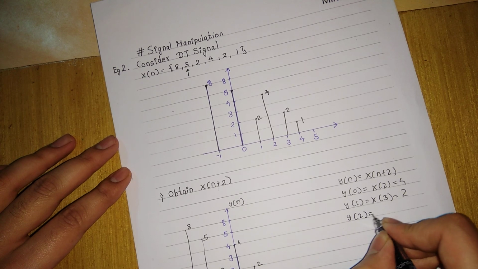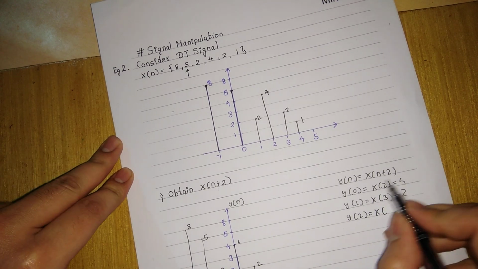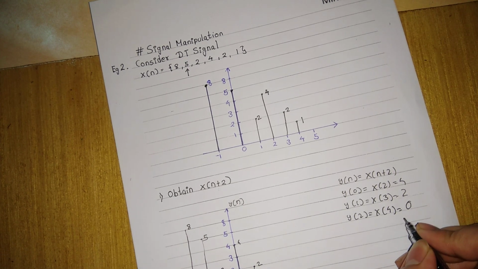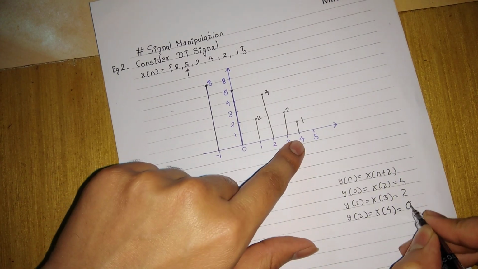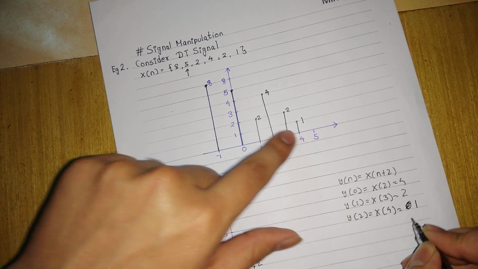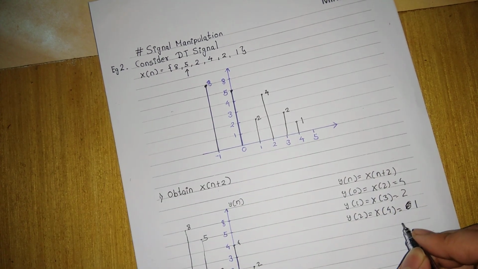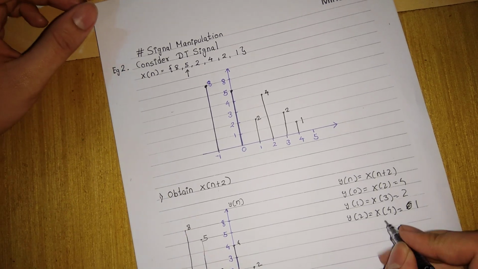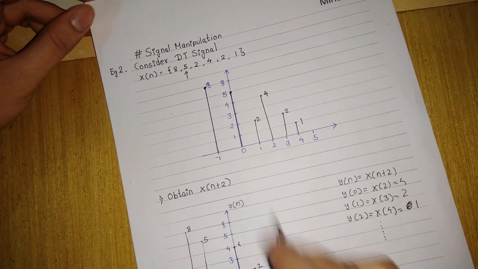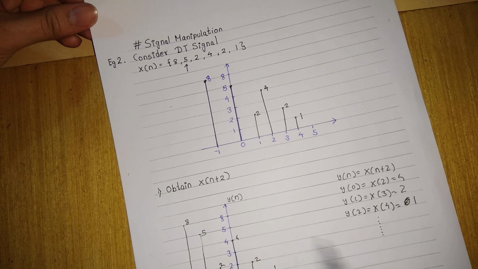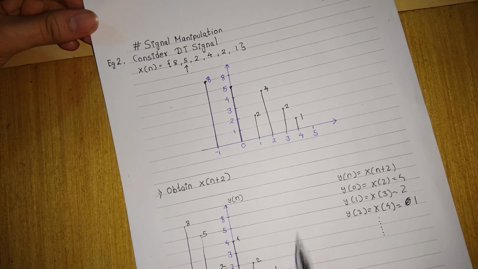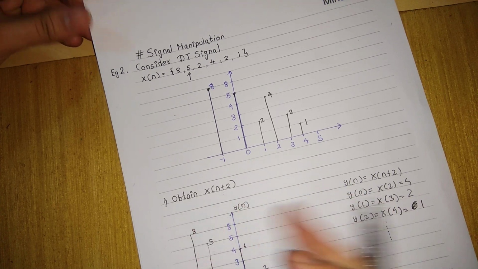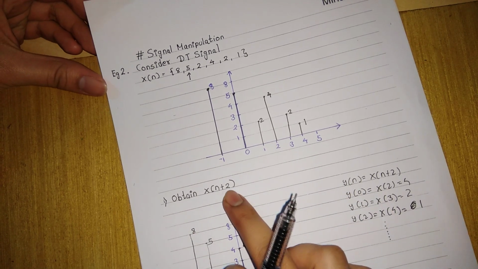So y of 1 is equal to 2. Similarly, y of 2 is equal to x of 2 plus 2 is 4. x of 4 is equal to 1. Then my y of 2 value is also 1. So you can perform this manipulation by using the long method, or you can just guess: since it is plus, it will shift to the left by 2 units.